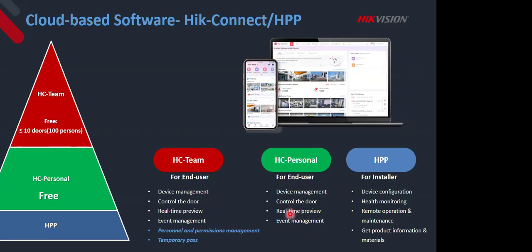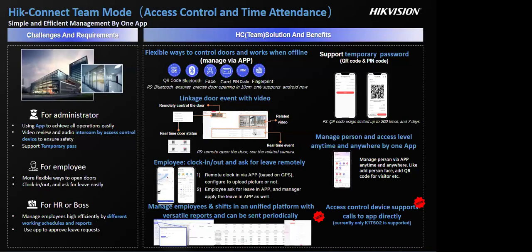That free license is for 16 doors and 3,000 persons. Then we also have the capability of using HIC Partner Pro, HPP, for installers for remote configuration and health monitoring and etc. Moving on from there, then just highlighting the teams.